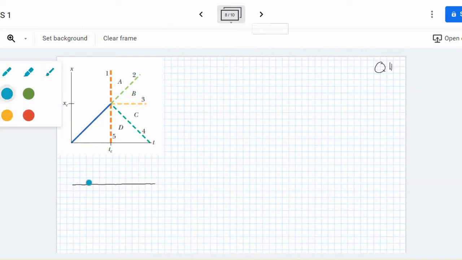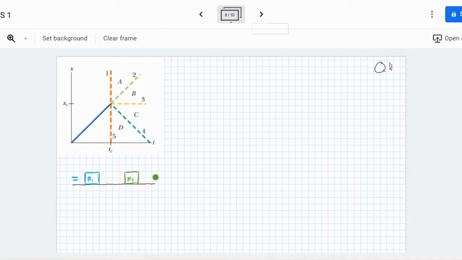Now, in this situation, we don't know the mass of the blocks. So they could have the same mass, or M1 could be bigger, or M2 could be bigger. So this one is M1. So the question is, what happens if M1 is greater than M2? What happens if M1 is less than M2? And what happens if M1 is equal to M2?